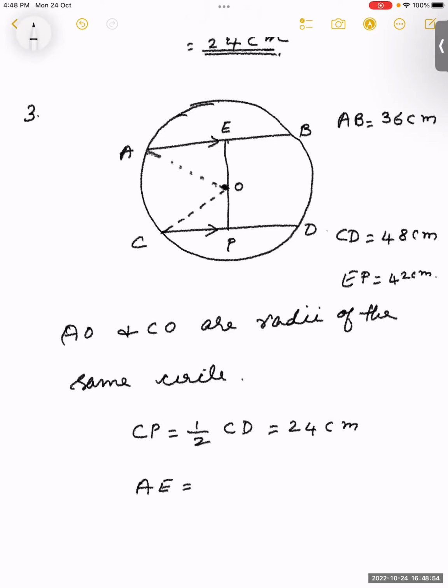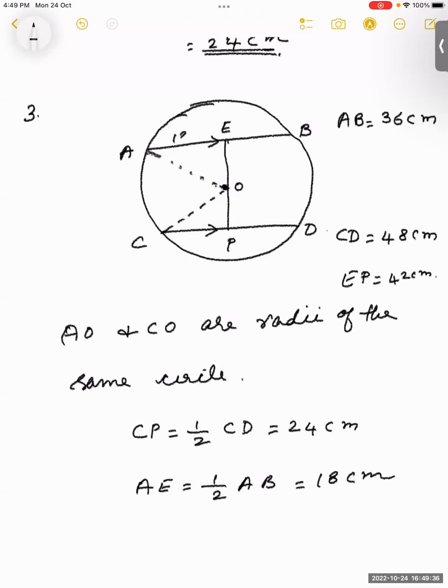AE, right? Based on the principle we just discussed. So OE is half of AB. Half of AB. So what is 36/2? 36/2 is 18. 18 centimeter, that's going to be 18 centimeter.